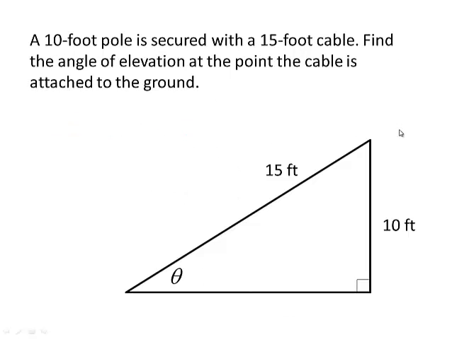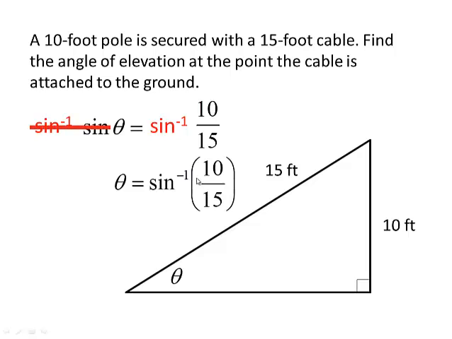Last example here. A 10-foot pole is secured with a 15-foot cable. So now the cable is 15 feet long. Find the angle of elevation at the point where the cable is attached to the ground. So this is opposite over hypotenuse. That looks like a sine. And that would be 10 over 15. Take the arc sine to cancel out the sine. So then you're going to get 41.8. That's it.